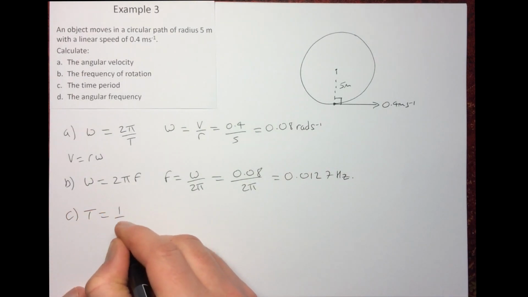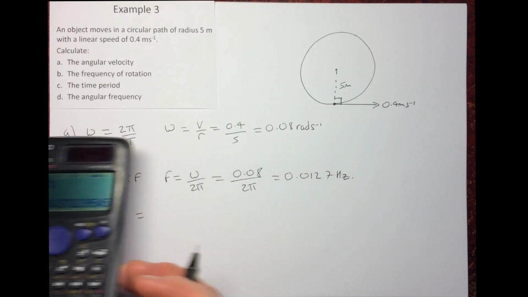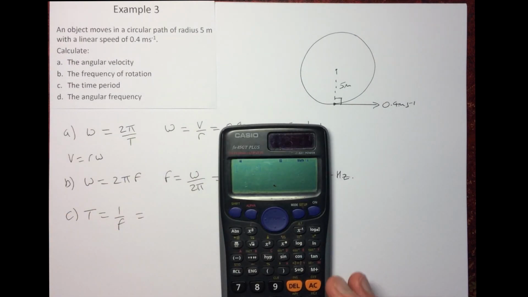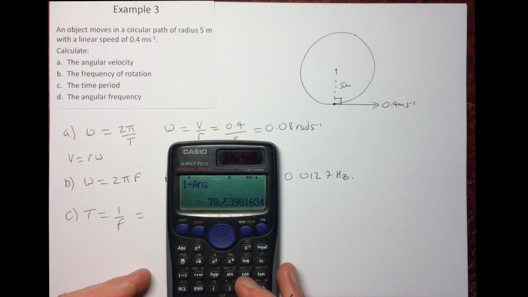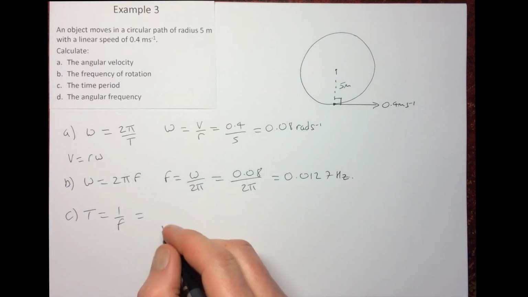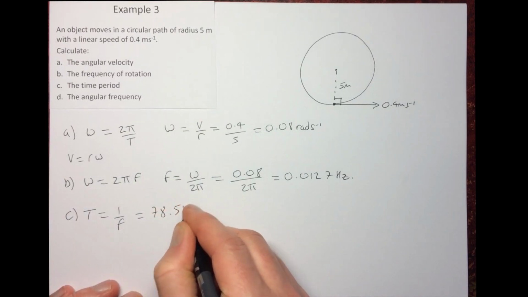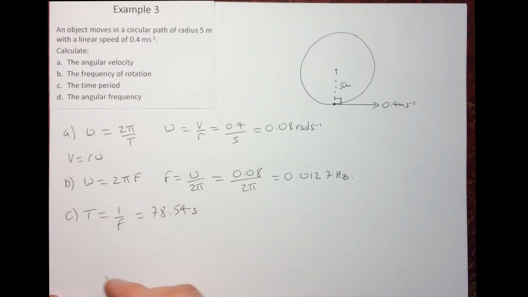Now, the next bit is the time period. So T is equal to 1 over f. So it's just 1 divided by that answer. And that's 25,078.54 seconds.